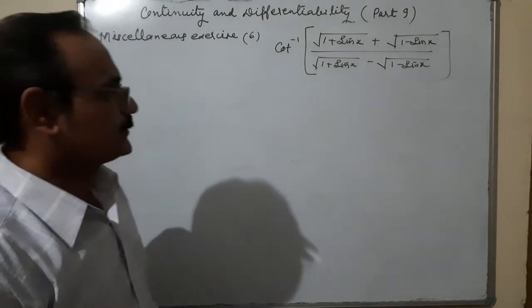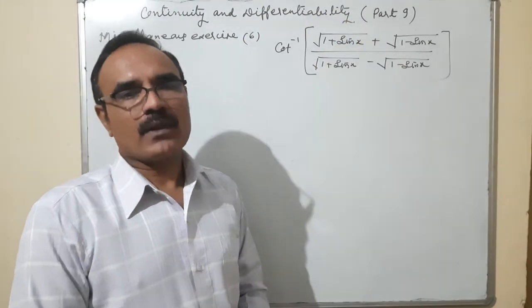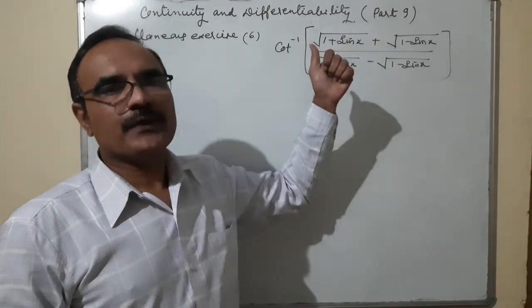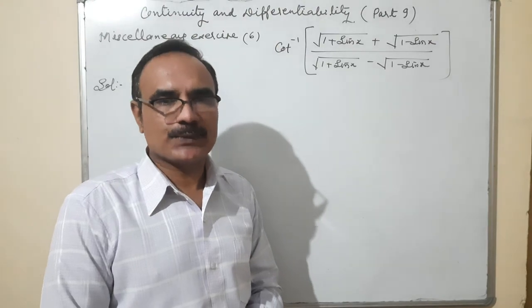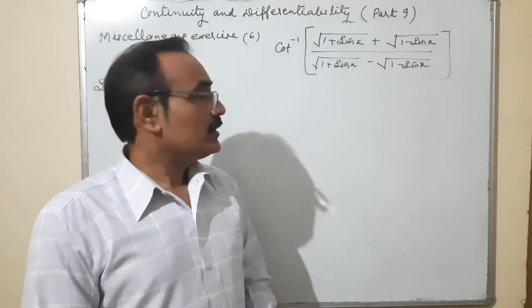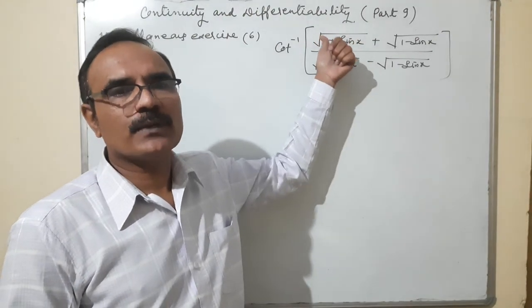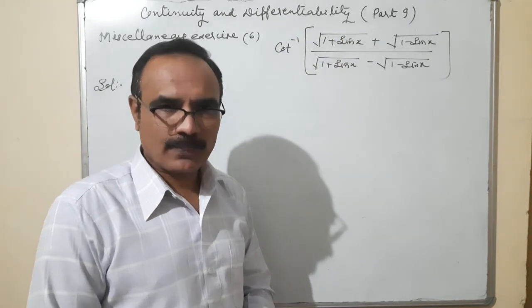How to solve this question? First of all, we want to remove these roots from these terms. For removing the roots, 1 plus sin x we have, and we know that the value of 1 can be written in the form of sin square x by 2 plus cos square x by 2, and sin x can be written as 2 sin x by 2 into cos x by 2. So better to write 2 sin x by 2 into cos x by 2 plus sin square x by 2 plus cos square x by 2. That will become the identity a plus b whole square.